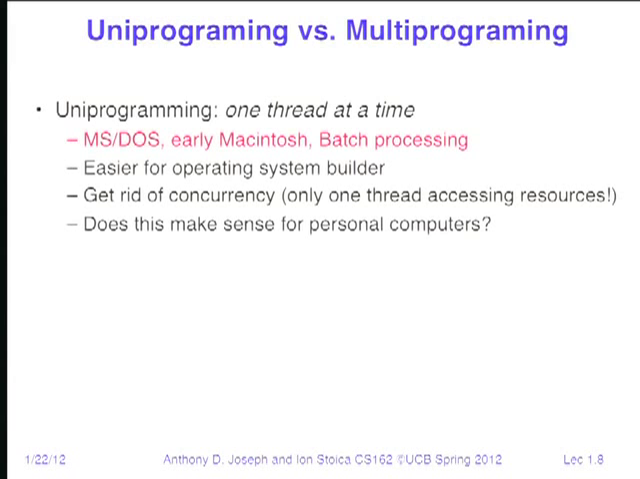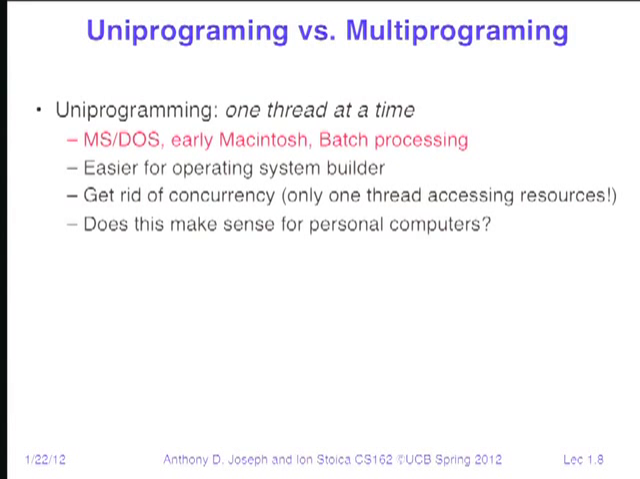Now let's talk about the difference between a uniprogram system and a multiprogram system. In a uniprogram system, we have a single thread that runs at any given time. Examples of this are Microsoft's disk operating system, early versions of the Mac, and batch processing. Only one thing is executing at a time. Now, this makes it much easier if I'm trying to build an operating system because I don't have to worry about concurrency because I've defined it away. So there is no problem with concurrency because there is no concurrency allowed. A little bit of cyclic reasoning and simplicity.